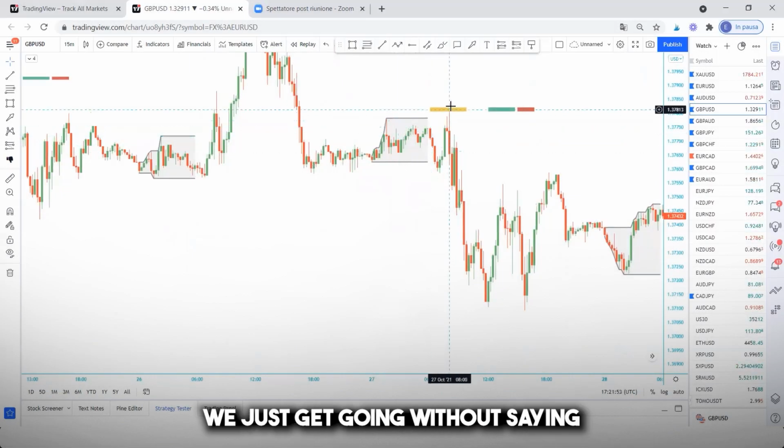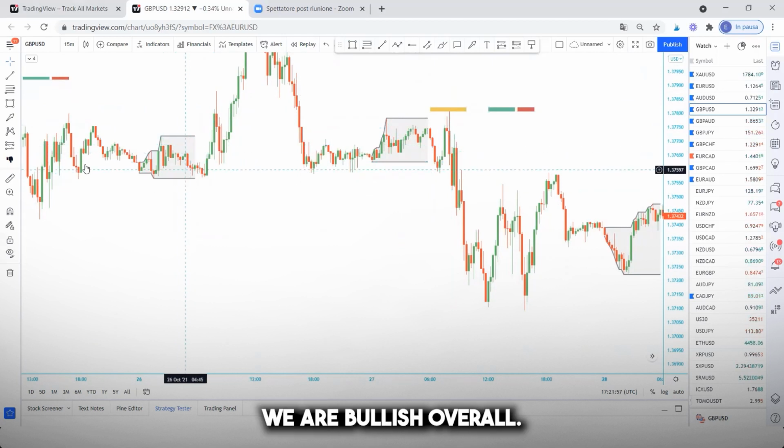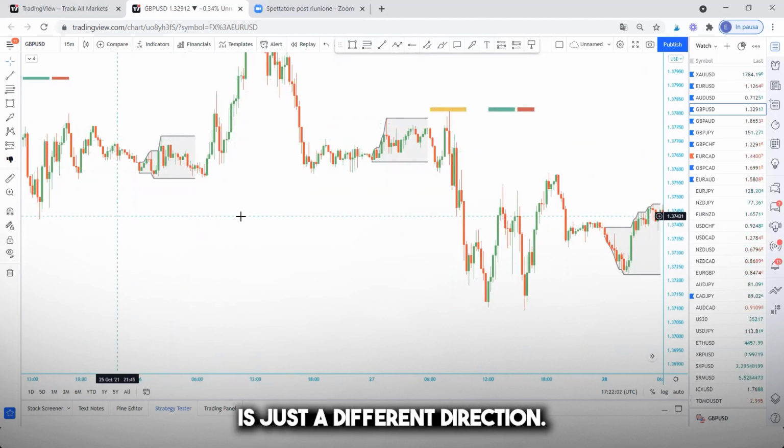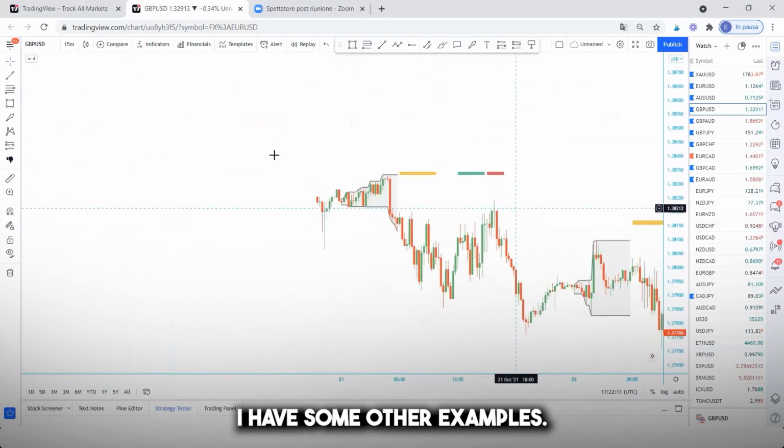Here we can mark it out. We just didn't go enough to the upside. Here, saying we are bullish overall, so I wouldn't consider this manipulation. This is just a take-off direction to continue. We are bullish. Did I have some other examples?